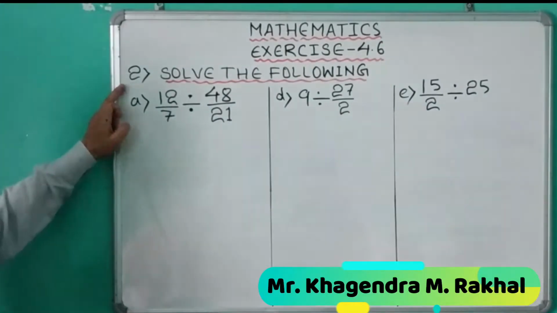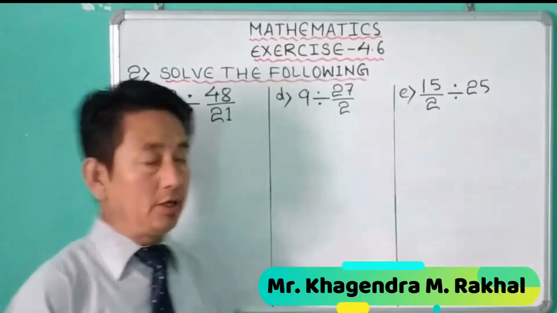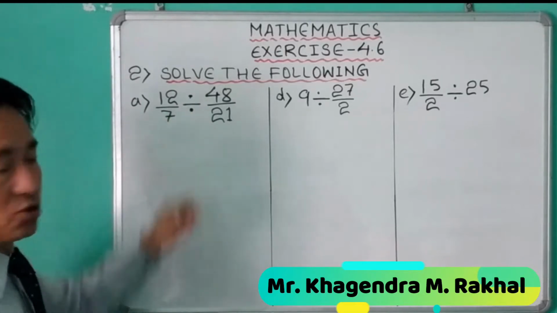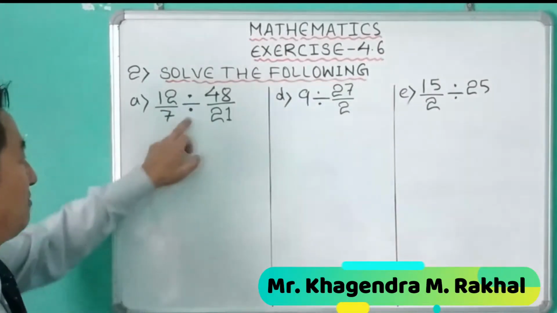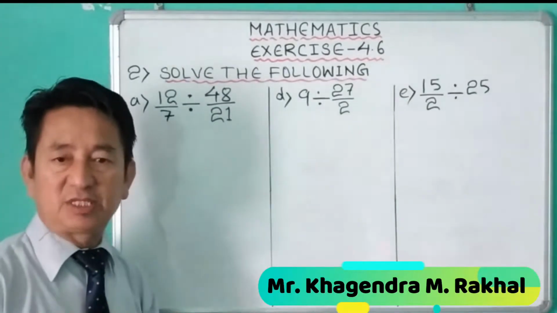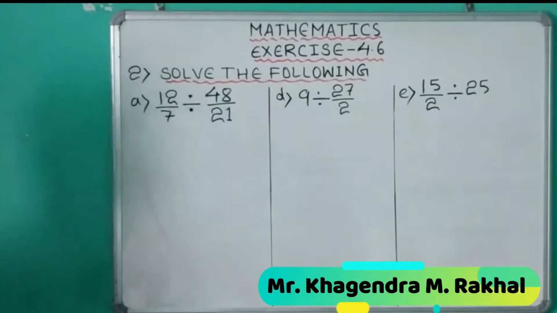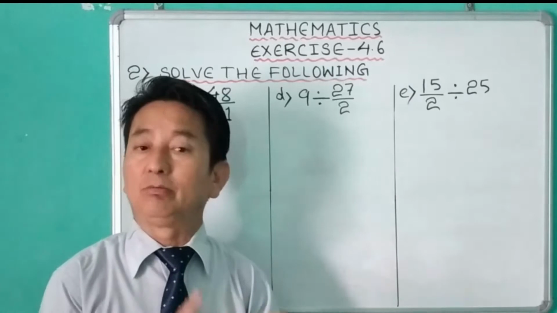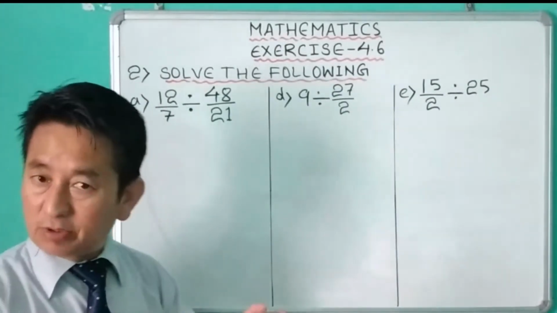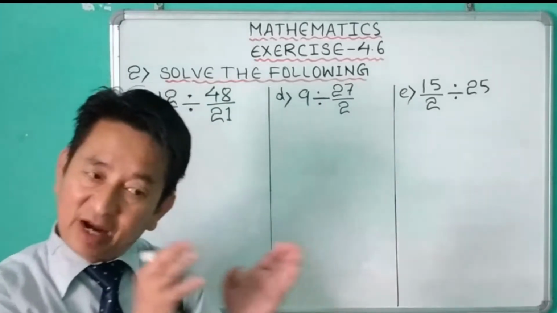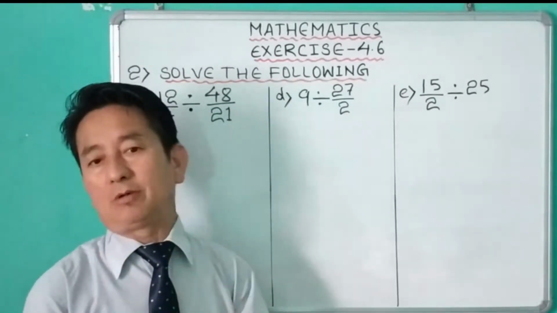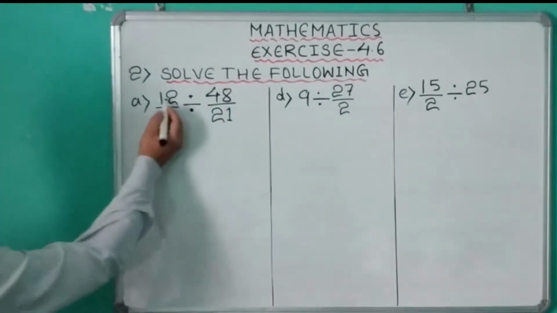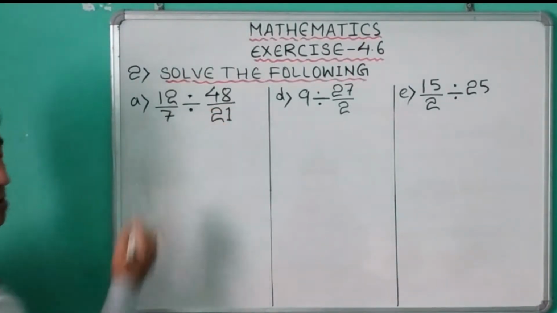Now here, question number 2, solve the following. Here a, 12 by 7 is divided by 48 over 21. As you can see, there is a divide sign between these two fractions. It means that we have to divide these fractions. While we are dividing a fraction, first of all, we'll change the divide sign into a multiplication sign. And whatever the fraction is after the divide sign, we'll write the reciprocal of that fraction, or we'll invert that fraction.